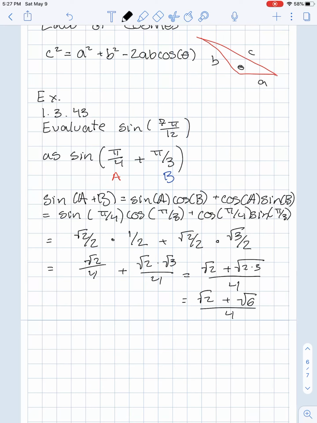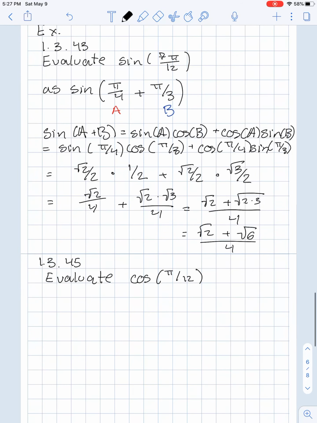So we can do a similar problem with 1.3.45. But now we're not given A and B. So we're asked to evaluate cosine pi over 12. So let's talk about what A and B would be, and then I want you guys to work this out on your own, and I'll write you the answer and see if you get the final answer.